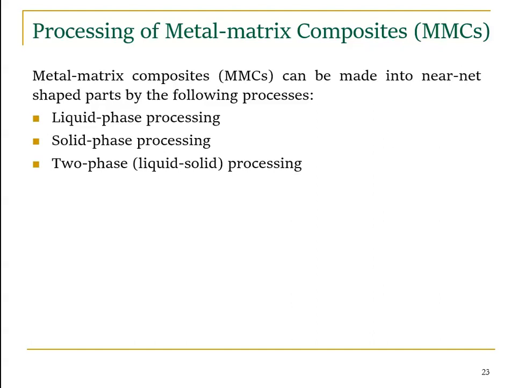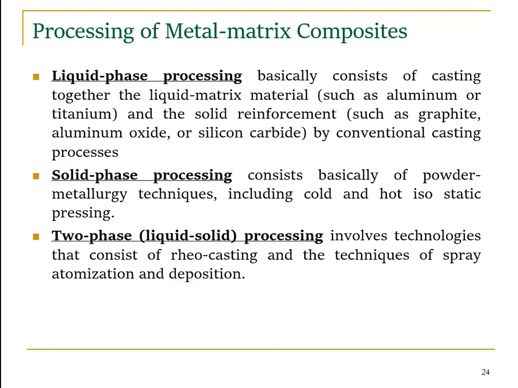Currently, most metals are composite materials because they have a low cost as well as they can withstand more vibration and more weight. So we can process in three ways: liquid phase, solid phase, and two phase, that is liquid and solid. Liquid phase means it consists of a liquid matrix material such as aluminium or titanium and a solid reinforcement such as graphene, aluminium oxide or silicon. This is done by the conventional casting process. So when the matrix material is a liquid, then we say liquid phase.